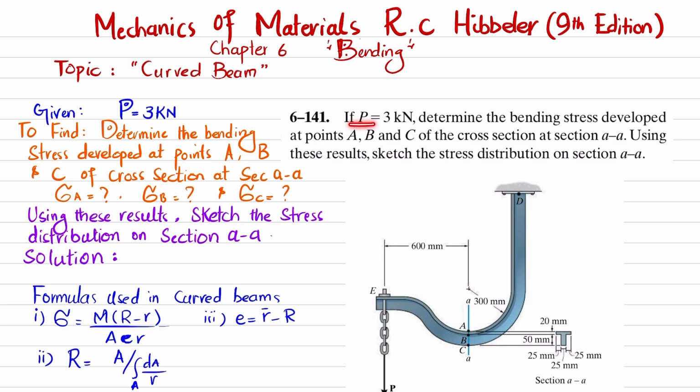The statement is: if P is equal to 3 kilonewton, determine the bending stress developed at points A, B and C of the cross section at section AA. Using this result, sketch the stress distribution on section AA.